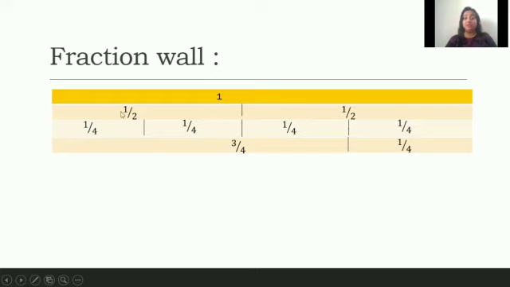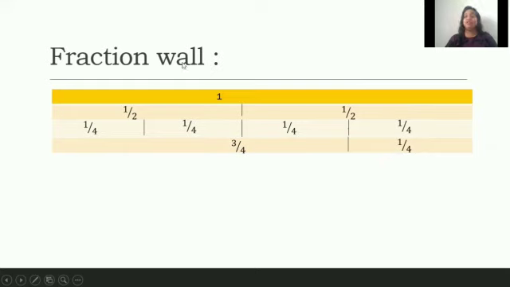And then if you make half of this 1 by 2, you will get 1 by 4, 1 by 4. If you make half of this also, you'll get 1 by 4, 1 by 4. So 4 parts make 2 halves and 1. If I take 3 parts of it, then it will become 3 by 4, right? And this remaining part will be named 1 by 4.